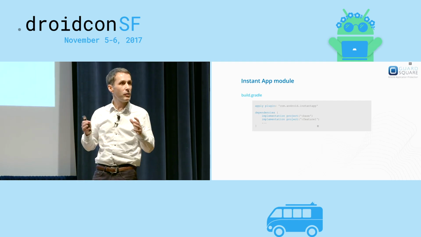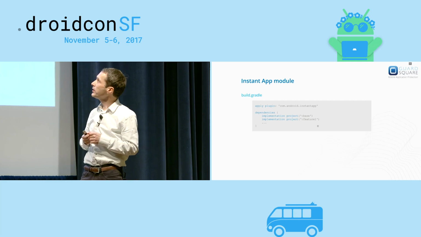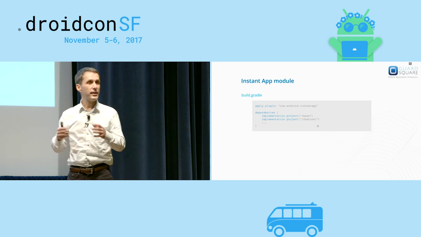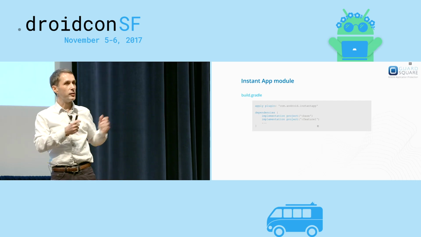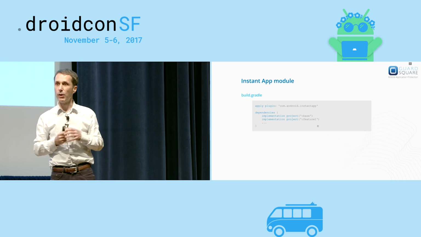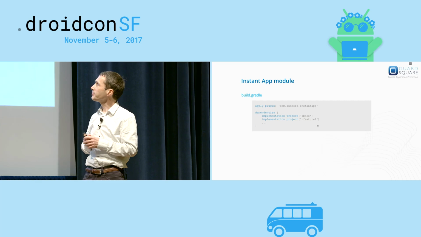If we look at the final module that you'll have in your project, this is the instant app module. It applies the instant app plugin, and this is the one that ties together all of the other modules in the project. It specifies all of the features that you want in your instant app application.